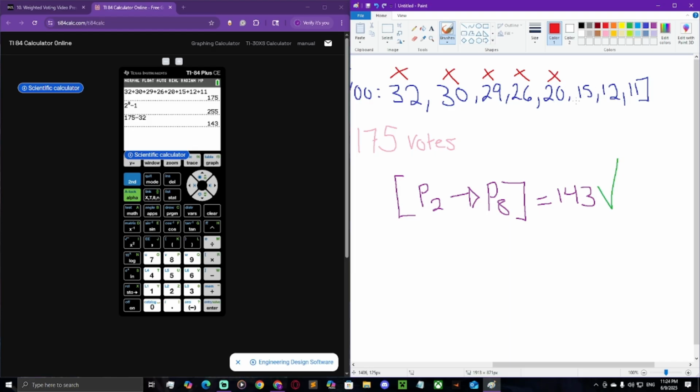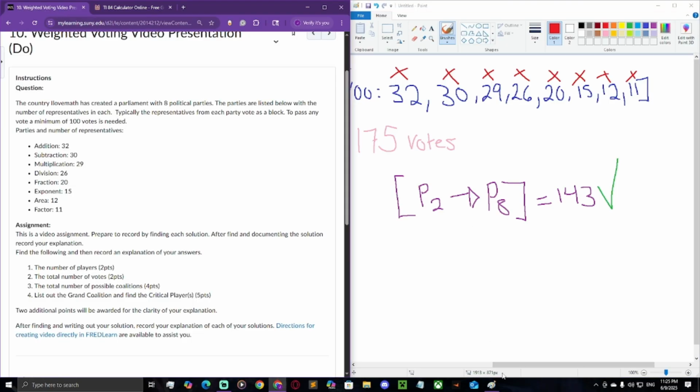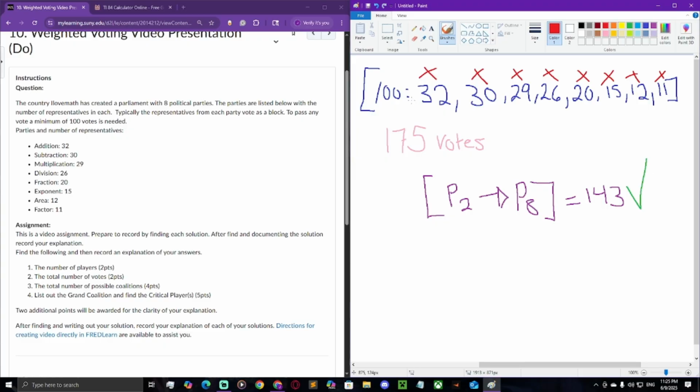160 total if we remove 15, or player 6, that would mean 160 votes, meaning player 6 is not a critical player. Again, if we remove 12 votes or player 7, the vote would still pass, and of course 11, the vote would still pass. In the grand coalition, not a single player is a critical player. If any of them were to not vote or not participate in the vote or be removed, the vote would still pass.